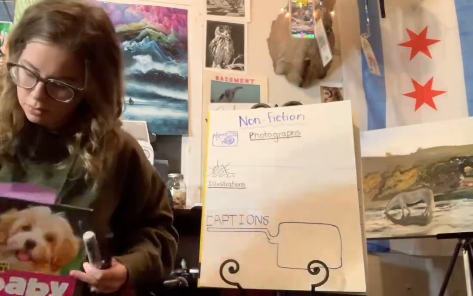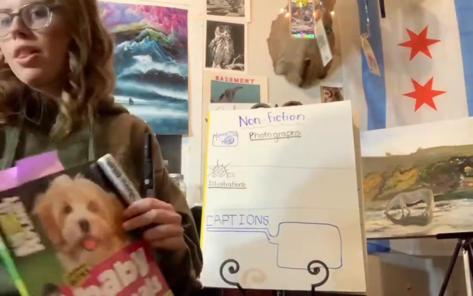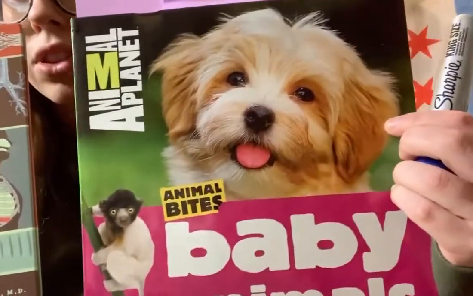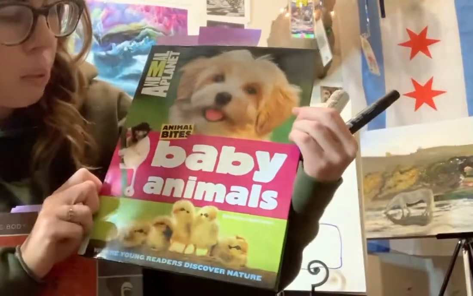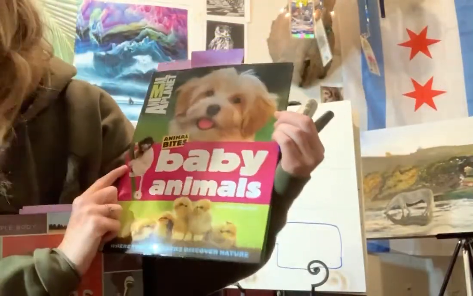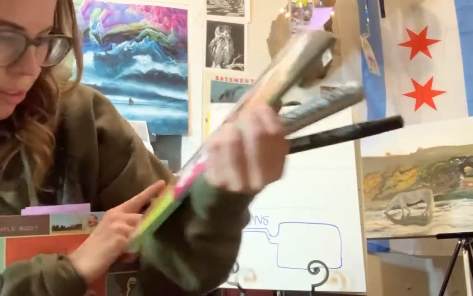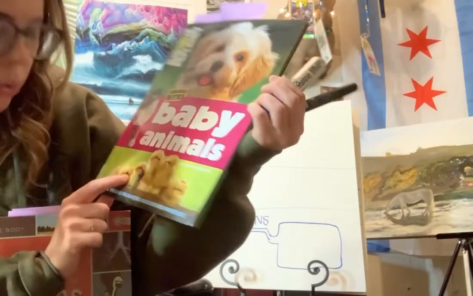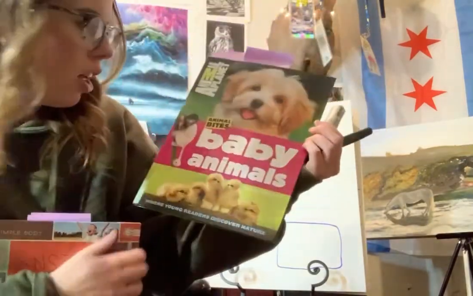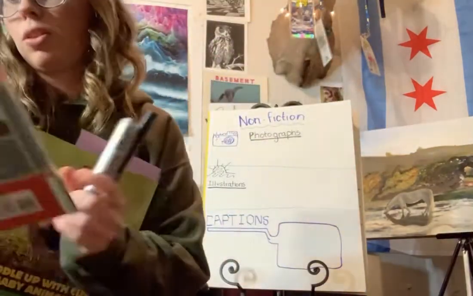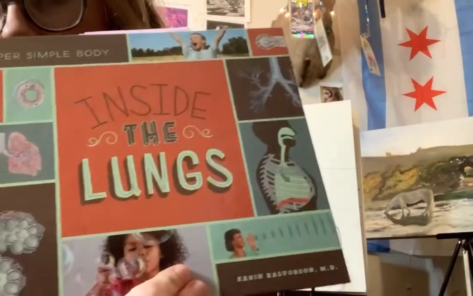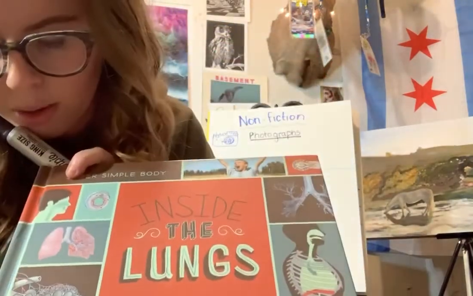Now, they both have photographs on the cover, right? We have an actual dog. It is a real life puppy. We have a baby lemur, and then we have little chicks or birds or doves, something, but it is a live animal. And then in this book, it's interesting and different because notice there are pictures.